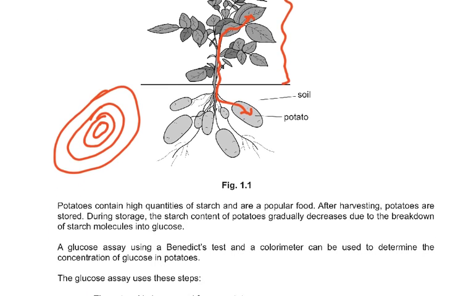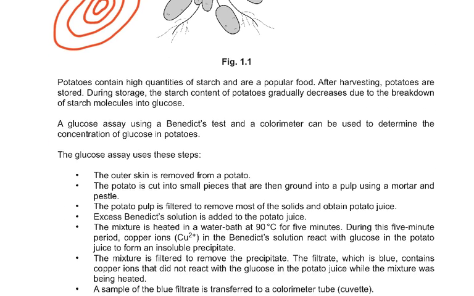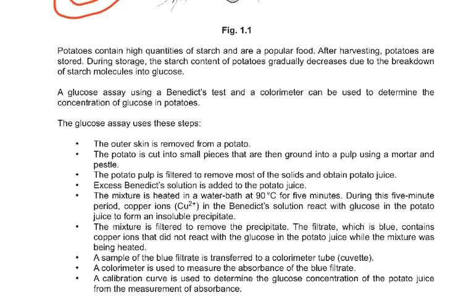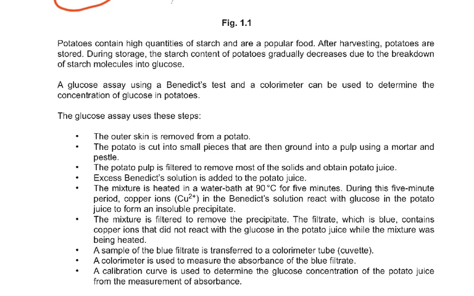Potatoes contain high quantities of starch and are a popular food. After harvesting, potatoes are stored. During storage, the starch content decreases. So if it was 100 gram starch in the beginning, after storing it for 1 month, maybe it's gone down to 80 grams. Do this in your mind.